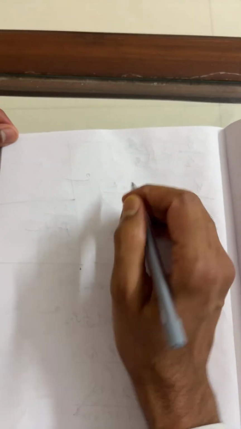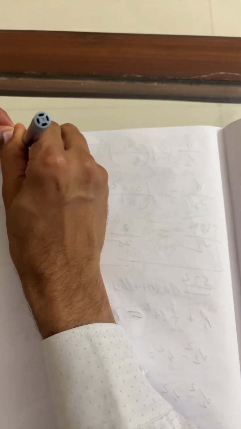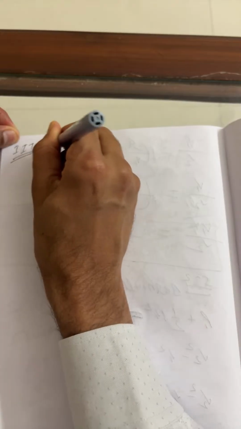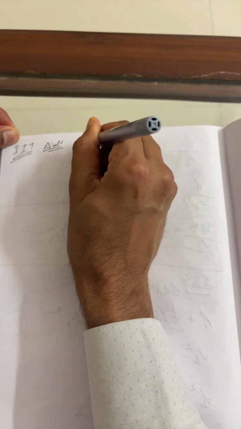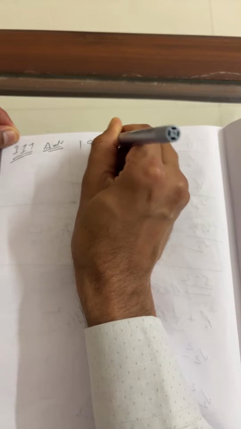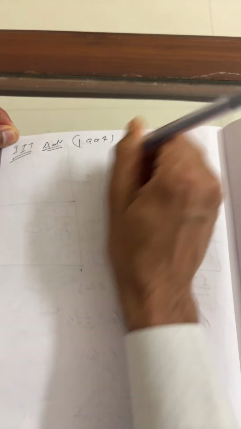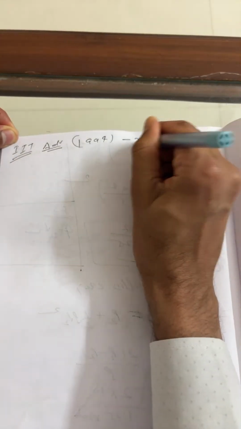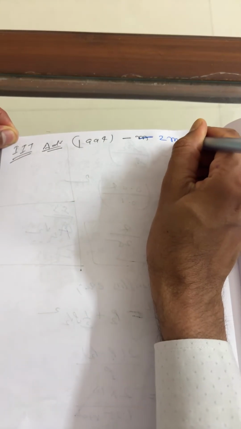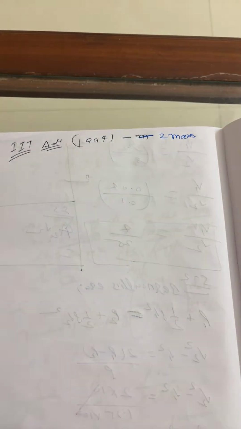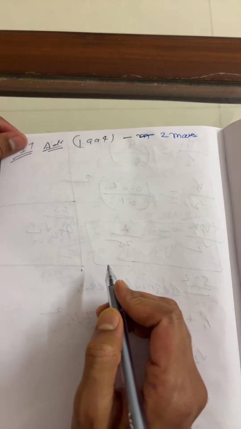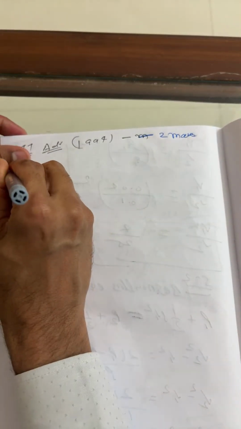Put the heading: IIT Advanced 1994. Students, these are questions which came in IIT Advanced 1994, 2 marks. Okay. So what's the question here? Just note it down.